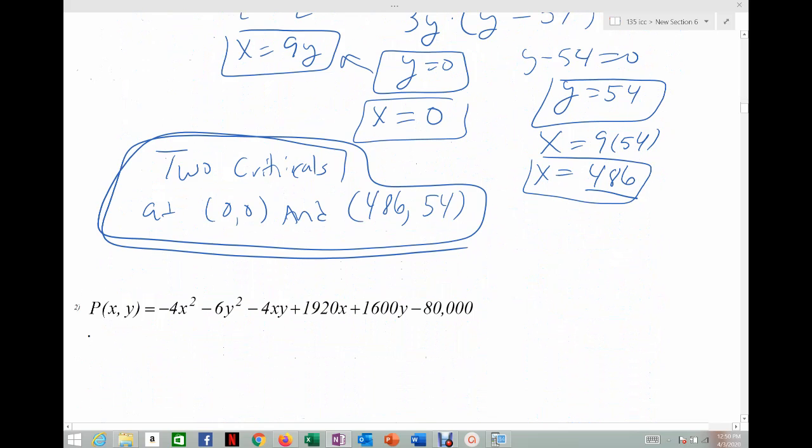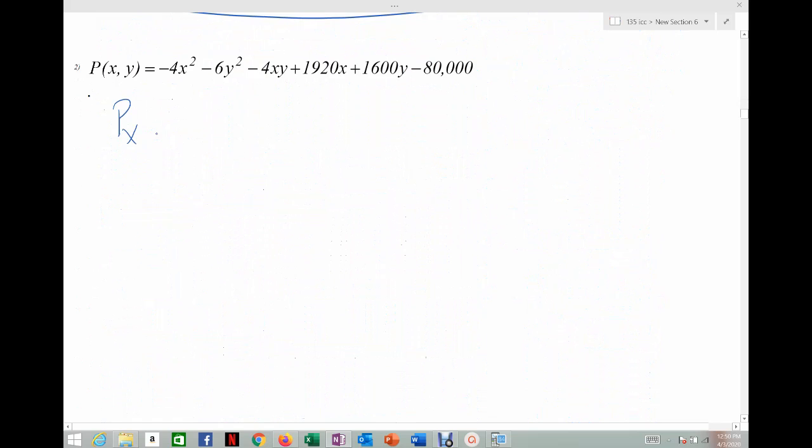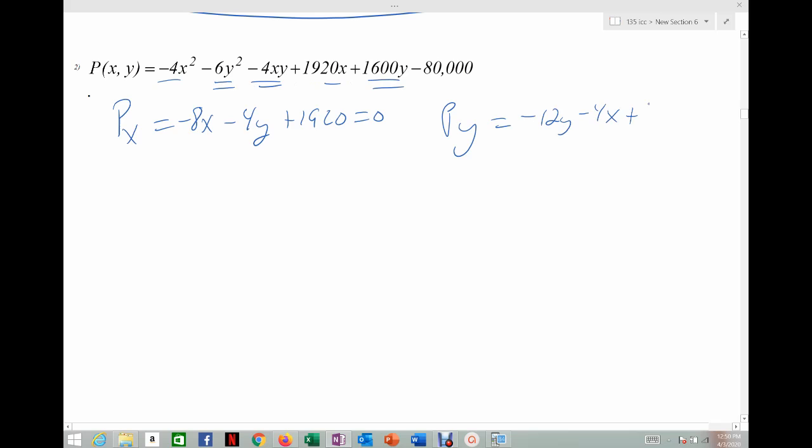Alright, the third example. So I've got my P of x, y here. Again, find my first derivatives, set them equal to 0, and then we'll figure out how we solve them from there. First derivative with respect to x: negative 8x minus 4y plus 1920, set equal to 0. And then my derivative with respect to y: negative 12y minus 4x plus 1600, set equal to 0.